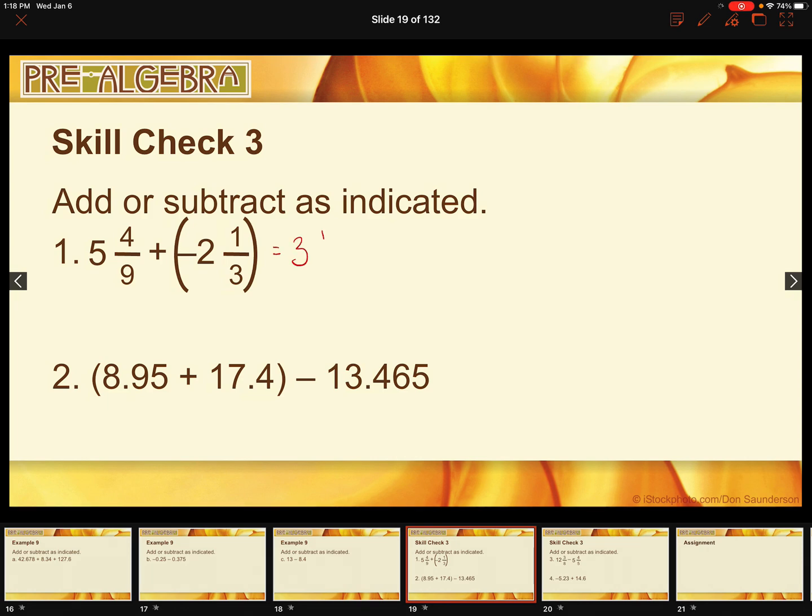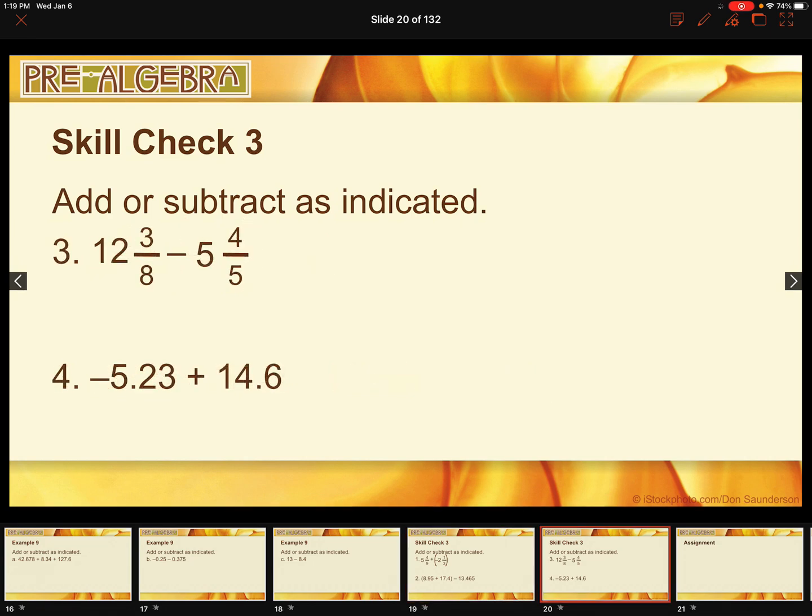Number 1, 3 1/9. Number 2, 12.885. Number 3, 6 23/40. And number 4, 9.37.